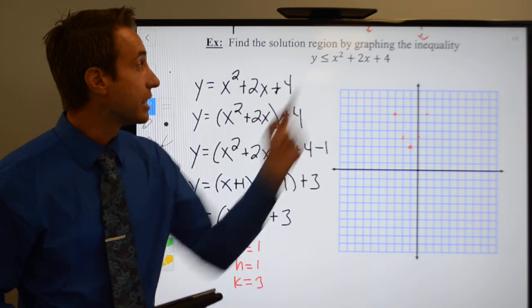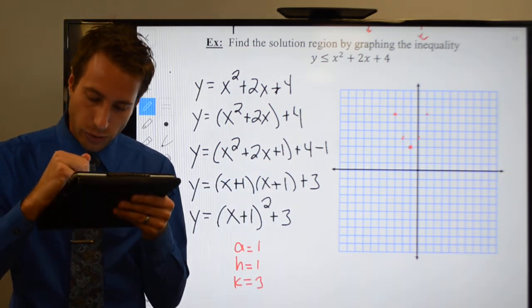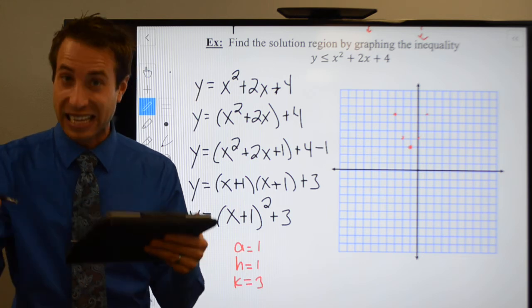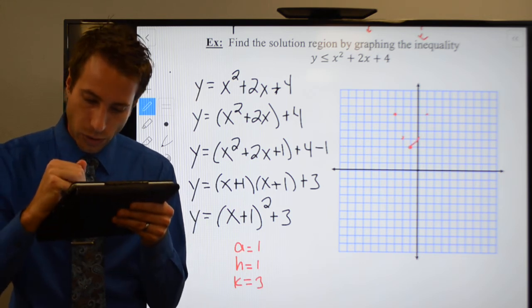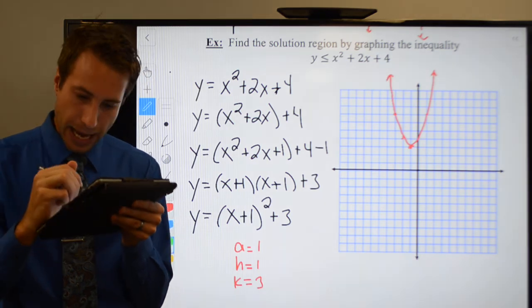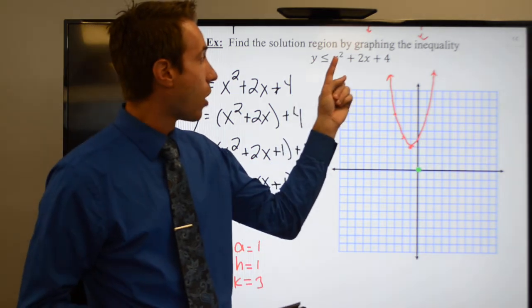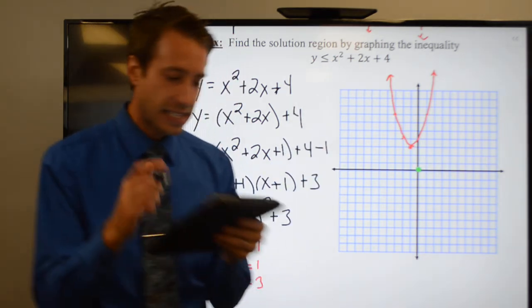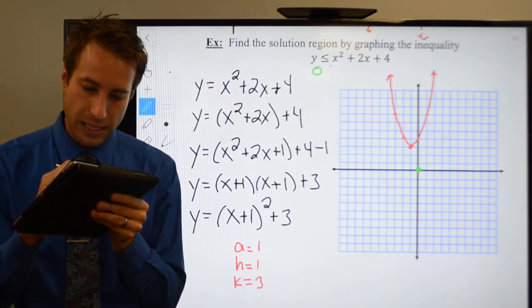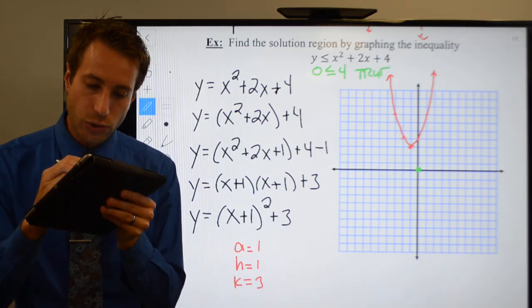And my parabola needs to be a solid line because it is less than or equal to, so it'll be a solid line. And once again, 0, 0 is going to work. So I plug in a 0 for y and 0 for x, and I wind up with 0 is less than or equal to 4, which is a true statement.